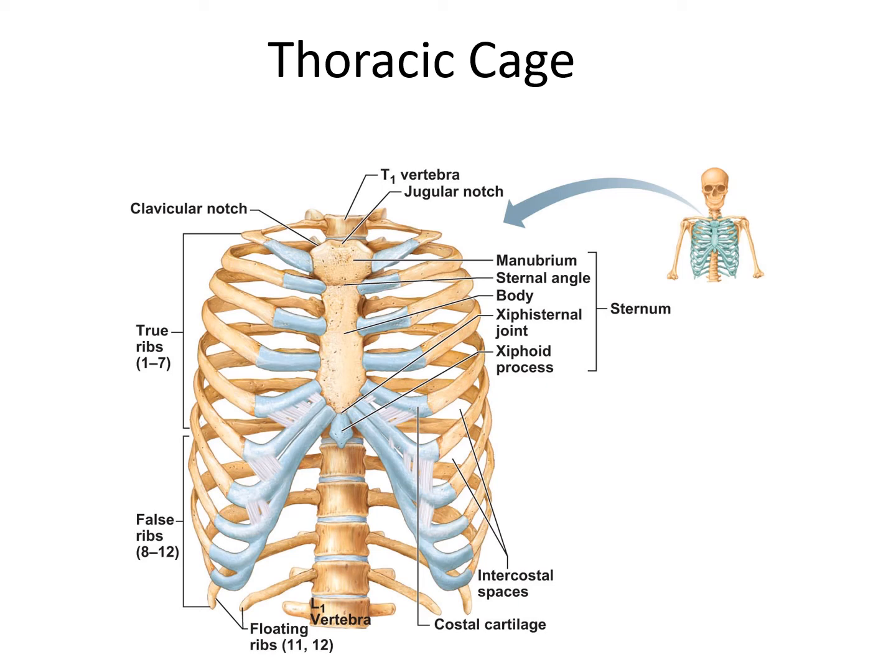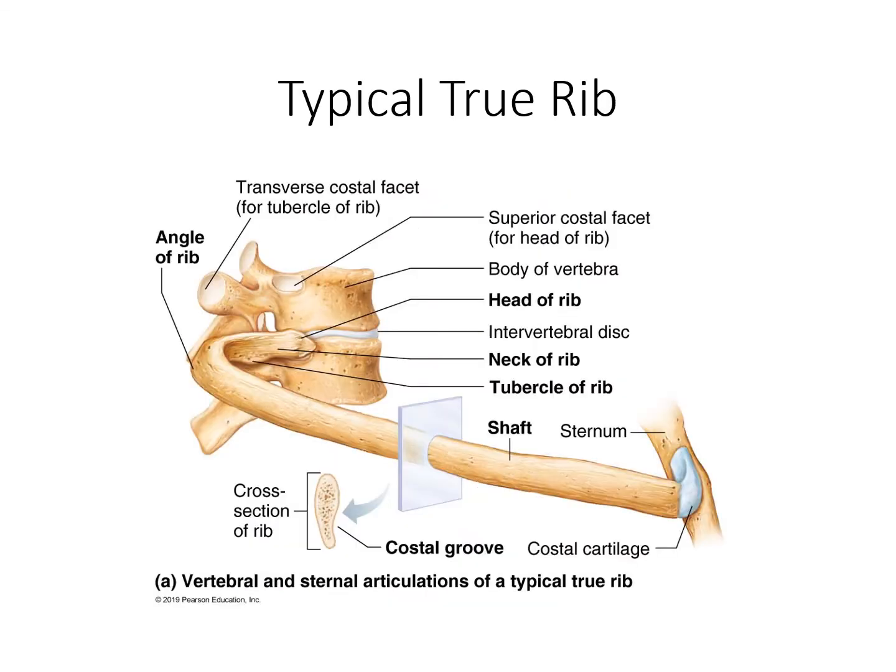Before we end our discussion on the thoracic cage, let's look at an individual rib. And for simplicity's sake, let's take a true rib. So this true rib is going to articulate on the anterior side with the sternum, and it's going to articulate on the posterior side with a thoracic vertebra. Let's take a look at the major features of a true rib.